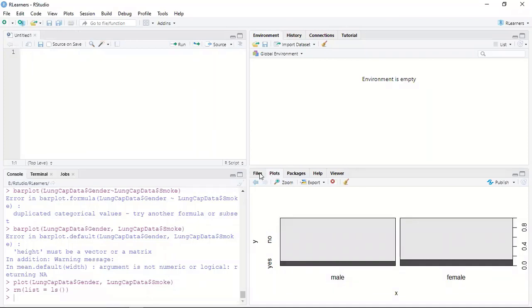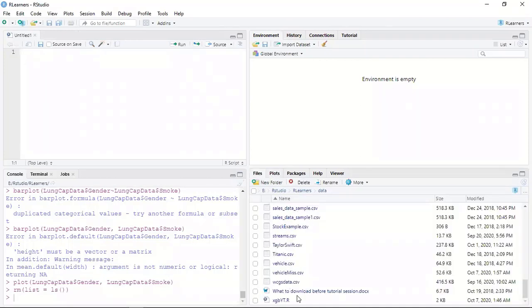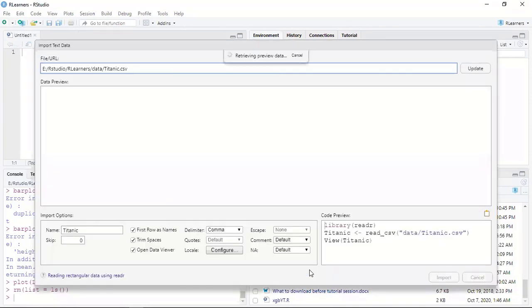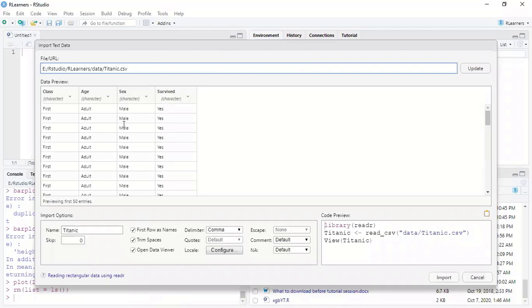And today we are going to work on the Titanic data set. I hope you went through it, you checked it and saw what it entails and what is in it. Now let's load it into our R environment, into our source, so that we can analyze it. Let's do that.